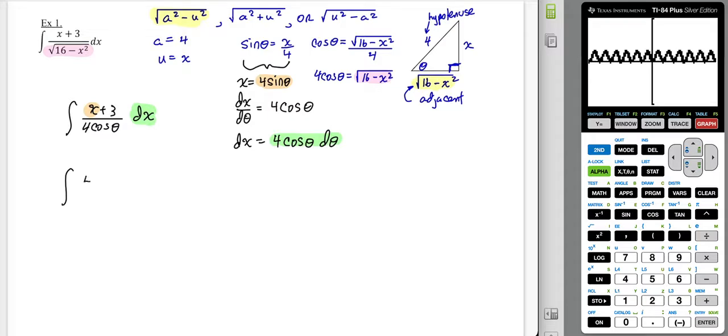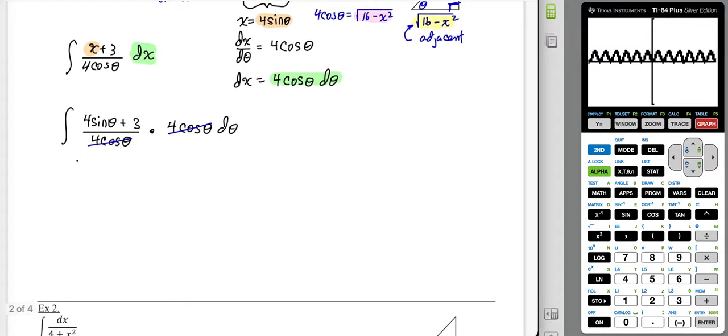So 4 sine theta plus 3 over 4 cosine theta times 4 cosine theta d theta. Well, we get a nice cancellation here, 4 cosine theta into 4 cosine theta. So all I have to do is integrate 4 sine theta plus 3 d theta. Antiderivative of sine is negative cosine, so negative 4 cosine theta plus 3 theta plus c.